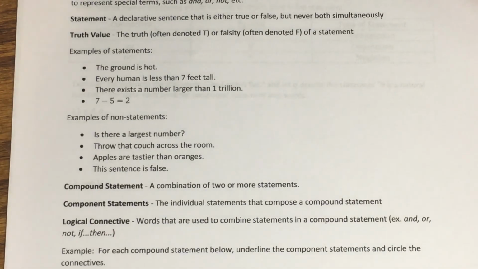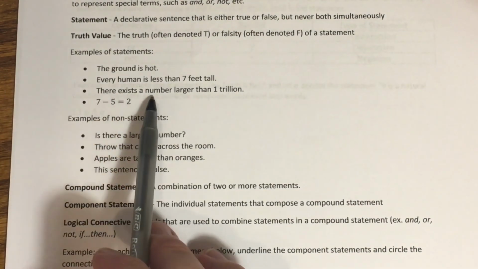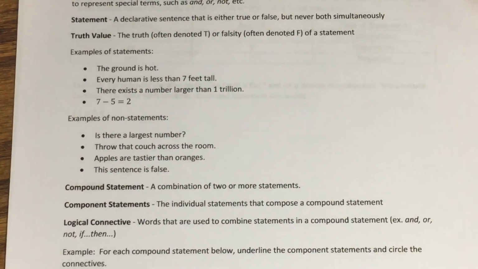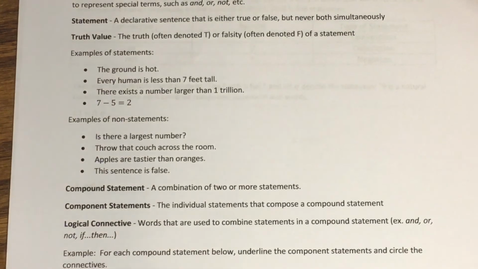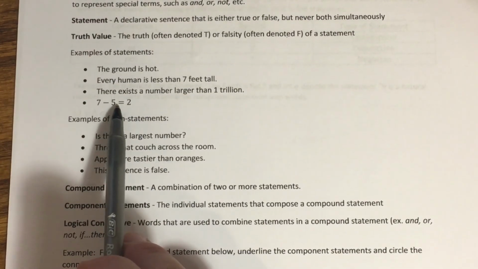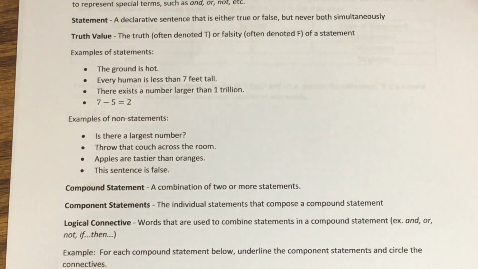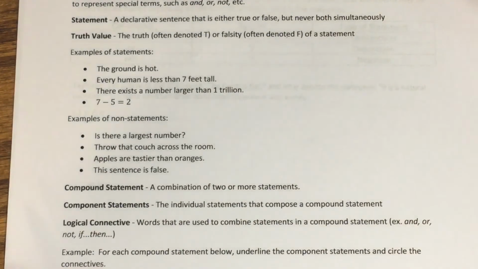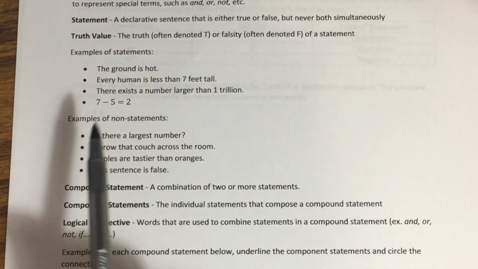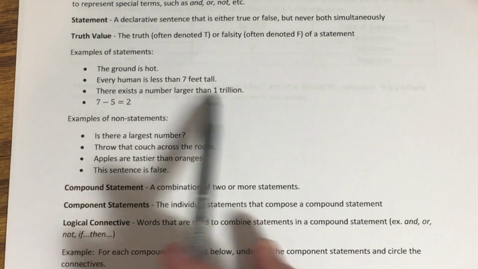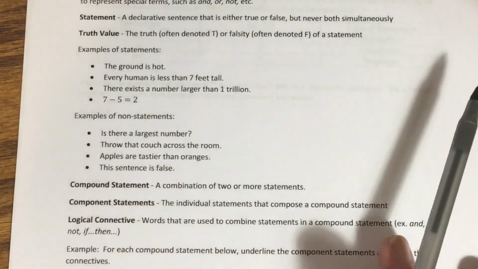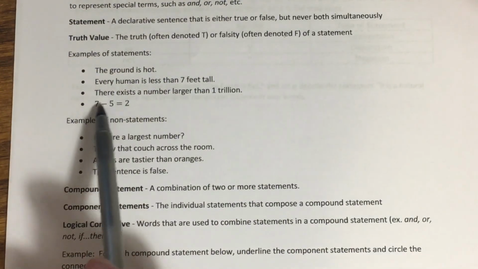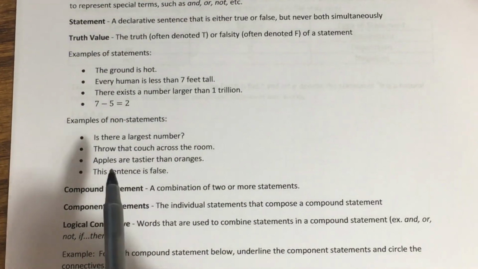Remember, a statement can be true or false. Another example, there exists a number larger than 1 trillion. That's a statement because it is true and carries a truth value. It's not also false, it's just true. 7 minus 5 equals 2. This is a statement. Even though it doesn't seem like a sentence in the traditional sense, we consider mathematical equations like this as statements in their own right. So know that a statement doesn't have to be something that's just English or language written in a particular form. These are considered statements as well.